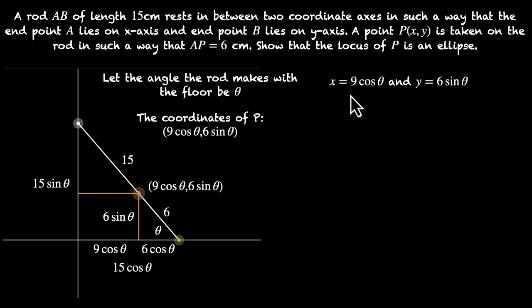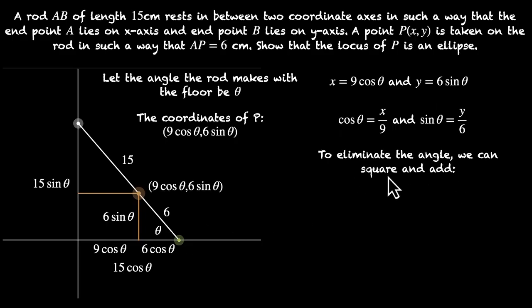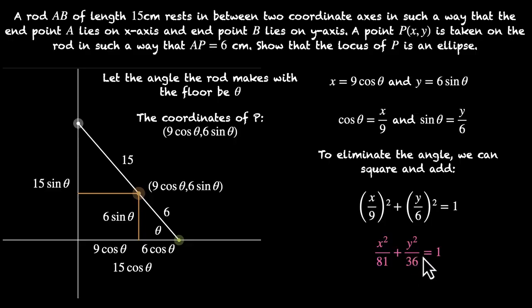Let's connect them. If x is 9 cos theta and y is 6 sin theta, let's try writing cos theta and sin theta in terms of x and y. Cos theta is x by 9 and sin theta is y by 6. Now how can we eliminate theta here? Well, we know one identity: sin squared plus cos squared is equal to 1. That works for every angle, which means it works for this angle as well. So (x/9) squared plus (y/6) squared is equal to 1, that is, x squared by 81 plus y squared by 36 equals 1. And just by observing this equation, we can say that, yes, the locus of this point is an ellipse, because this is an equation of an ellipse.